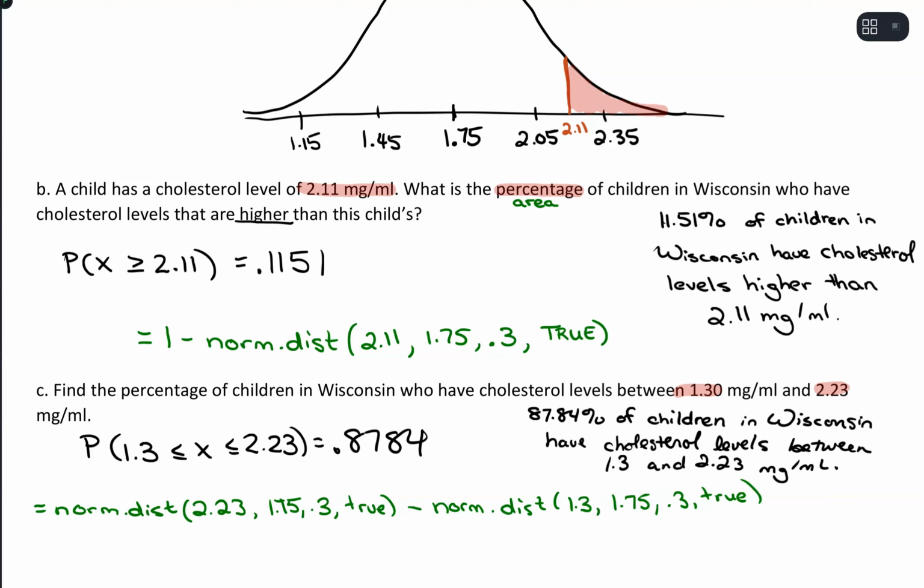All right, so that's finding areas under the curve using Excel, whether it's area to the left, area to the right, or area between two values. We just need to change our notation a little bit so that it's calculating the correct area, all based on areas to the left.